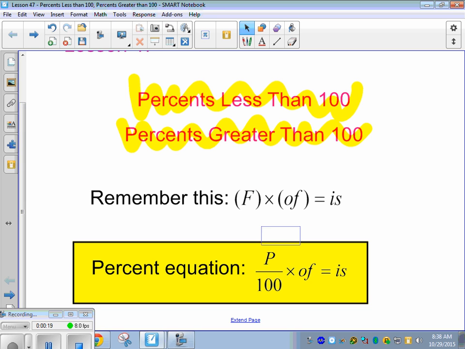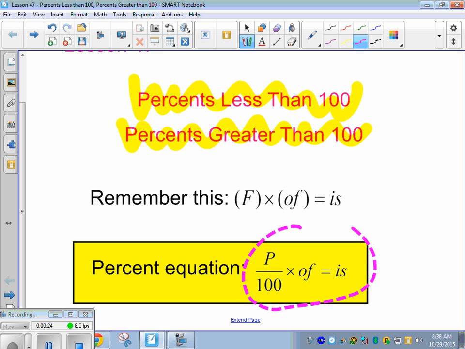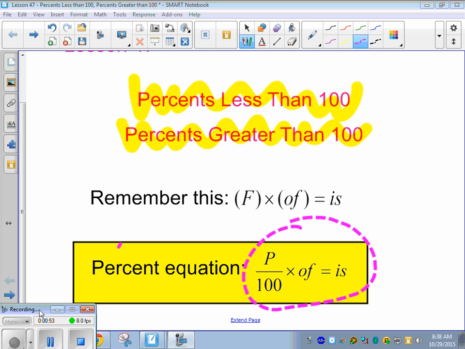This is what our new equation looks like. You guys are going to want to write that down. That's our percent equation. So P over 100 times our number is our answer. So instead of an F or an N or a D for decimal, this time we have P over 100 that we put into our equation. P over 100 of is. That is our percent equation.